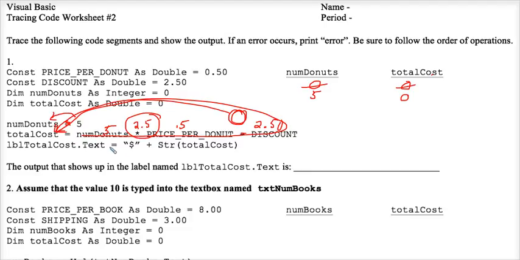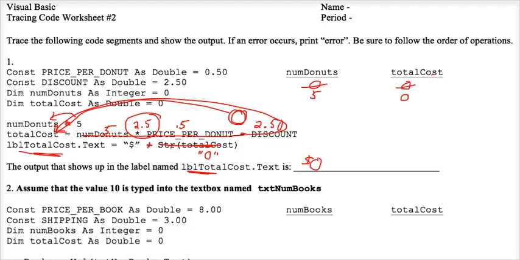Okay, the next and last line of code that we have to evaluate. totalCost is currently 0, but we have to put quotes around that so that it can be concatenated with another string, something else that's in double quotes. So using the Str function in Visual Basic puts quotes around something. So now we're left with the $ sign plus 0. And that's what prints out on the screen in some label named lblTotalCost.